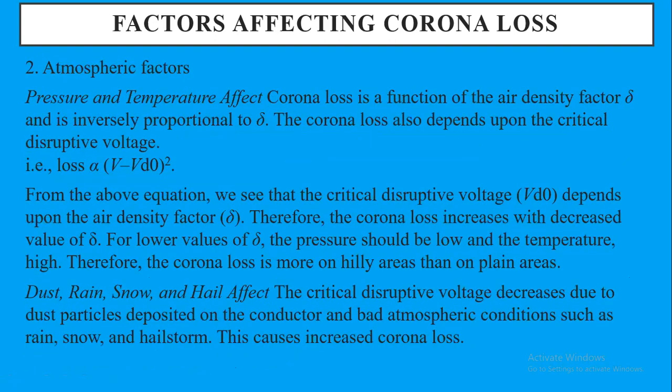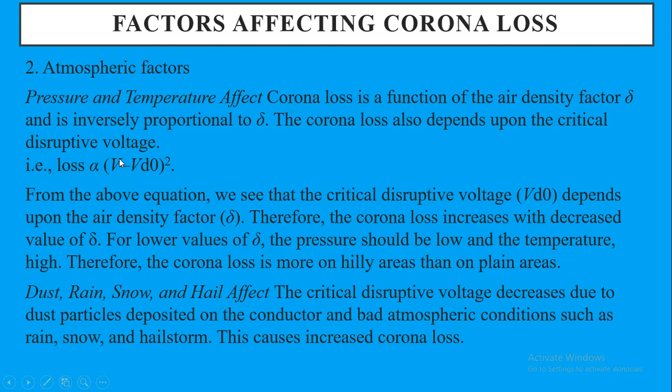Number two effect is the atmospheric factor. Pressure and temperature affect corona loss. It is a function of the air density factor, that is sigma, and is inversely proportional to sigma. The corona loss depends upon the critical disruptive voltage. So loss is directly proportional to the square of the difference of the line voltage V minus the disruptive voltage VD naught.